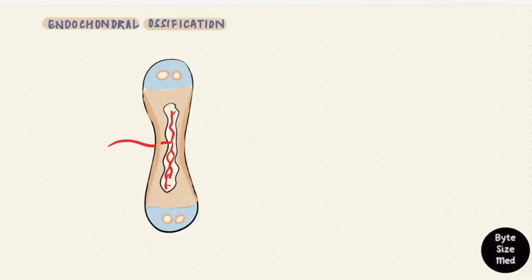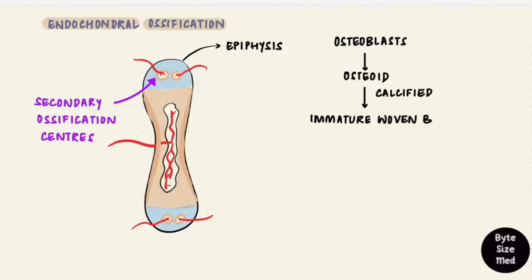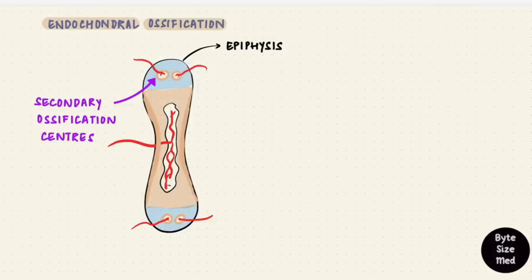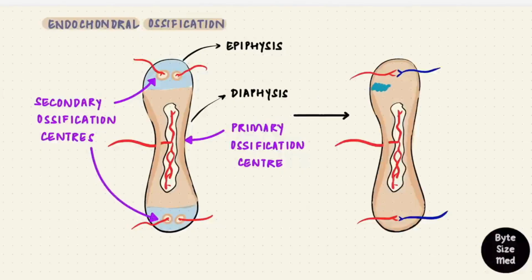The epiphyseal ends develop secondary centers of ossification. They form similarly, with blood vessels and those osteoblasts laying down bone replacing cartilage. The bone that forms in both cases is osteoid, which then gets calcified to form immature woven bone and then remodeled to form lamellar bone. So there is a primary center of ossification in the diaphysis and secondary centers in the epiphyses. They are separated by a plate of cartilage called the epiphyseal growth plate.